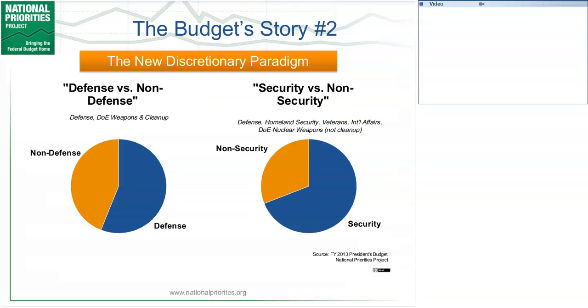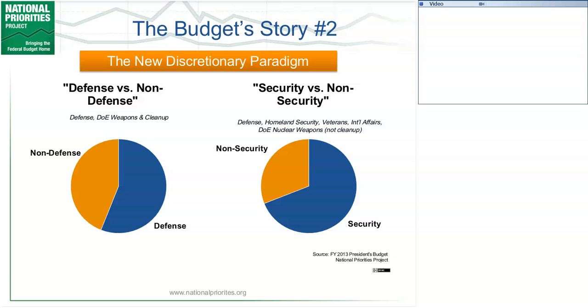One of the second and also very important stories in this year's budget is the change in budget treatment of security spending within the discretionary budget. What we see here are two versions of the discretionary pie. The one on the left looks very much like the one we looked at earlier, where defense represents more than half of discretionary spending, roughly 57%. But non-defense continues to represent a substantial portion of overall spending.